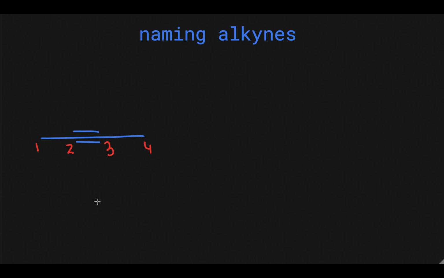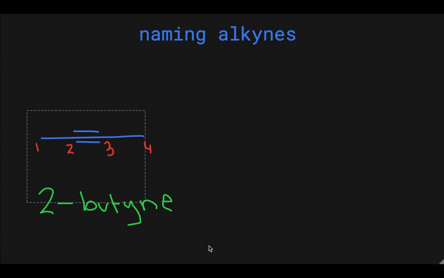We have 4 parts, so we know our prefix is going to be but, and the triple bond begins at the number 2. So our final name is going to be 2-but, and we're going to add the ending "yne," as you may have guessed. So our final name is 2-butyne. So let's move on to our next example.